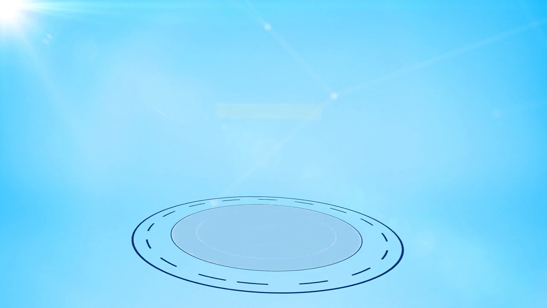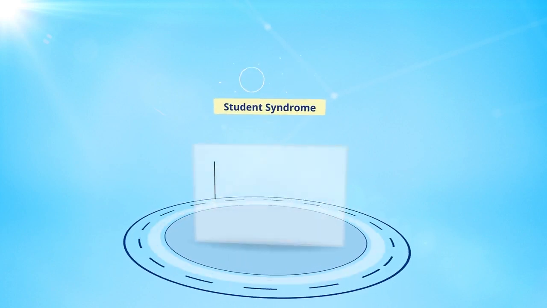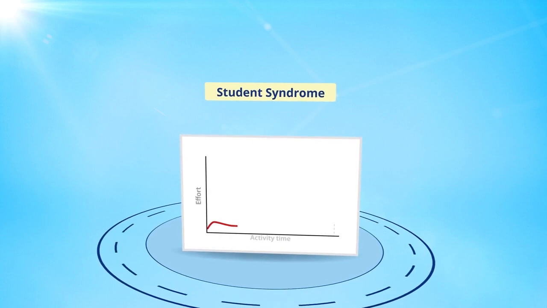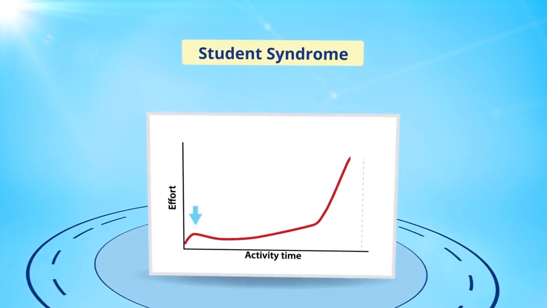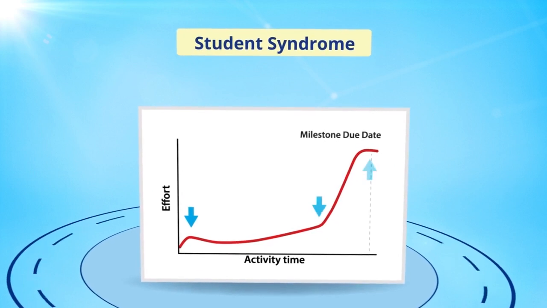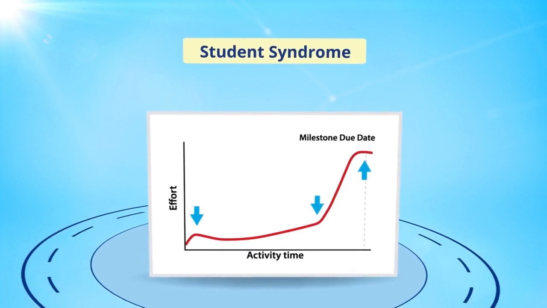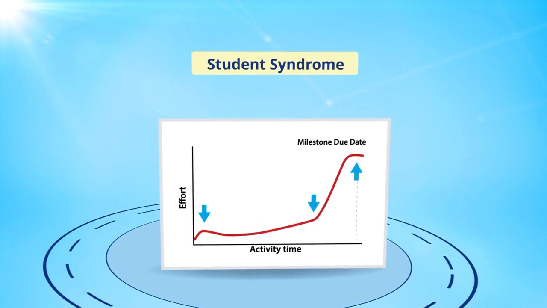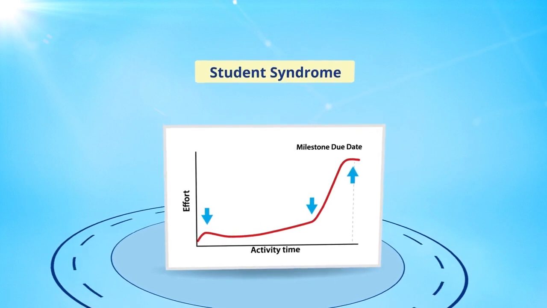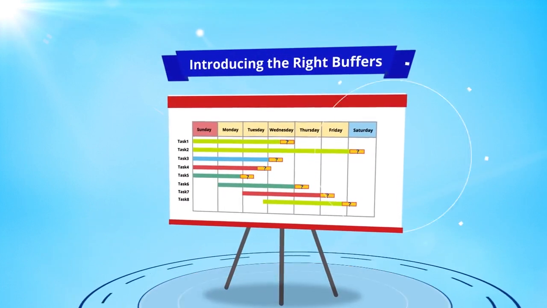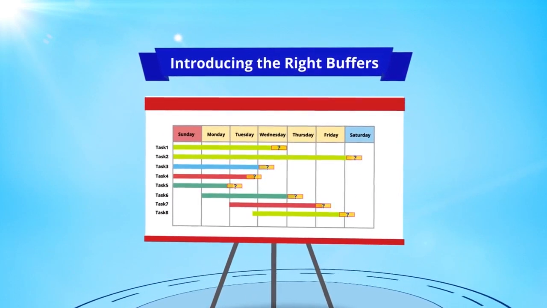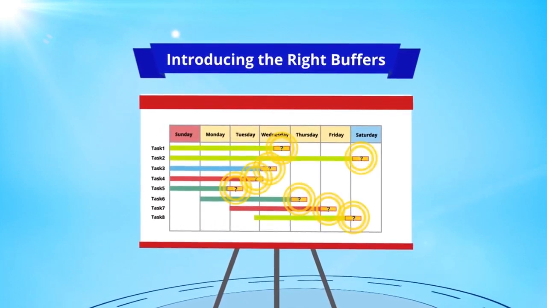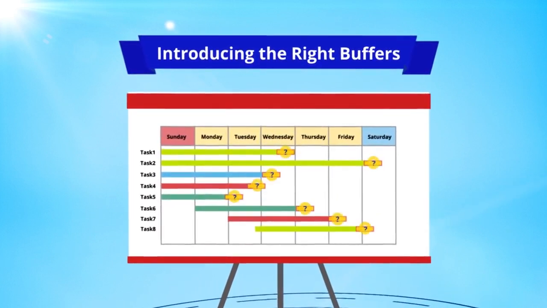And lastly, student syndrome. With student syndrome, this basically means that team members leave the work until the last possible moment, especially with tasks that are difficult or tasks that they haven't implemented before. This can cause delays that result in missed deadlines. So the question is, how do we introduce the right amount of buffer into our schedule that both protects our release date but also gives us enough time to complete tasks?